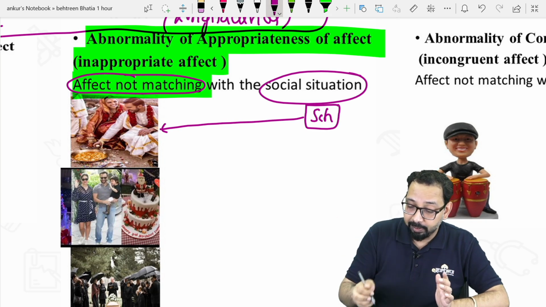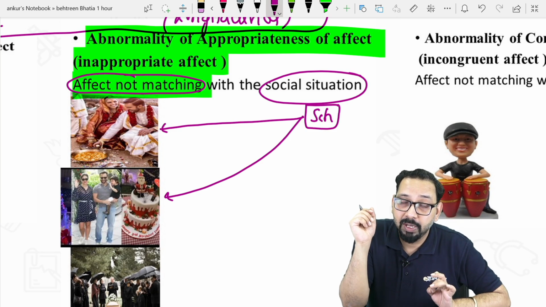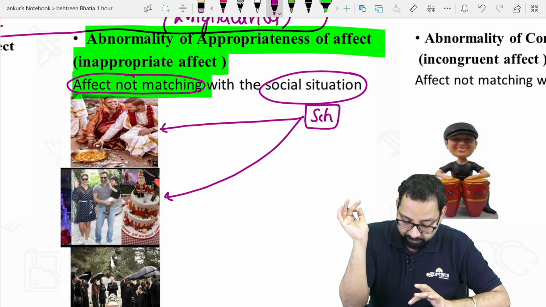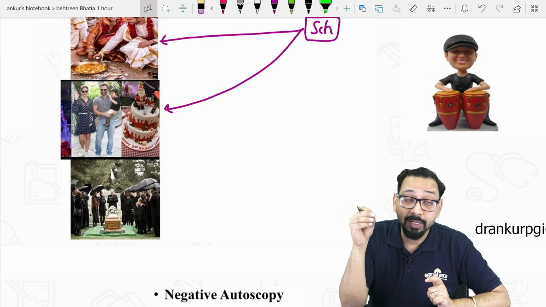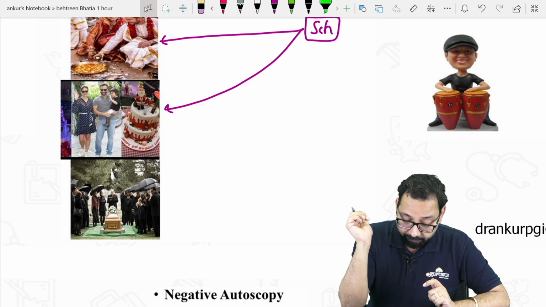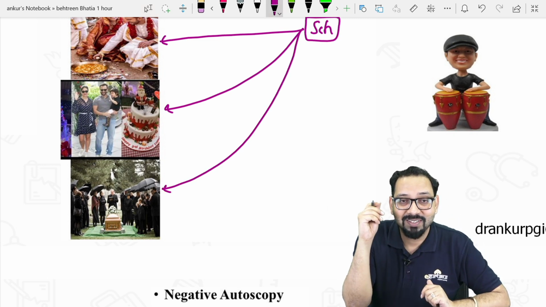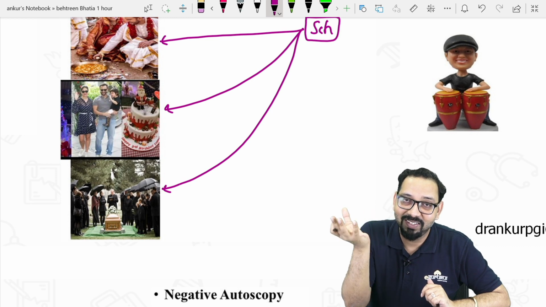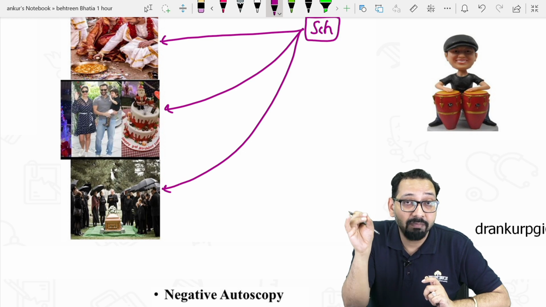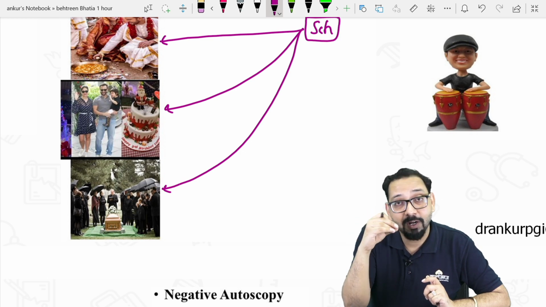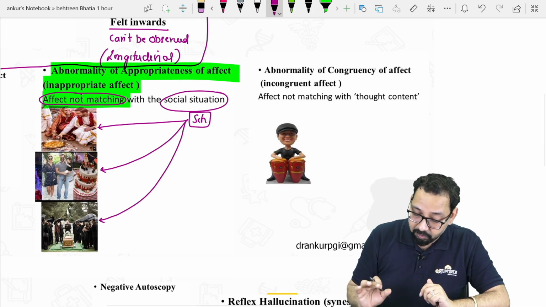In the same way, a schizophrenic patient might go to the birthday party of Taimur, Shefali, or Kareena, and start crying. So you will say inappropriate affect. Suppose a schizophrenic person goes to a funeral and starts laughing. A funeral is a social situation in which everybody is supposed to be sad, but he starts laughing. You will say inappropriate affect. Got the point?